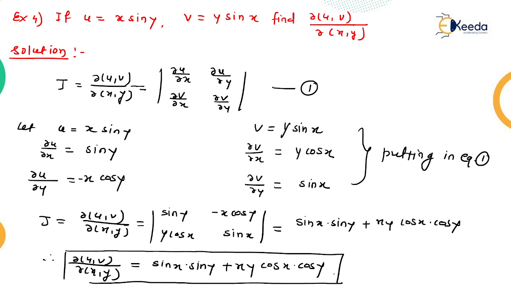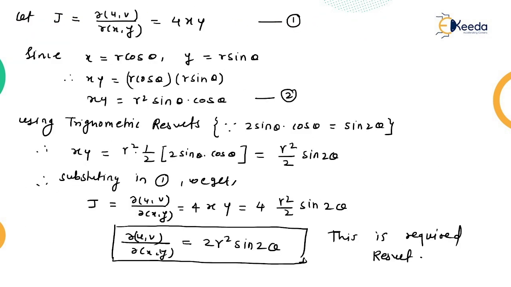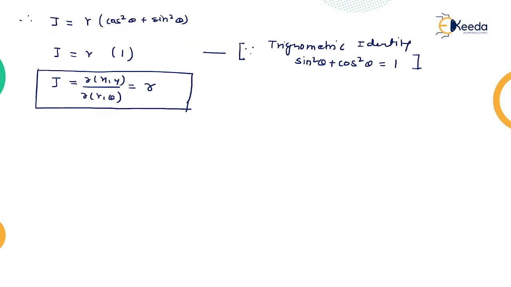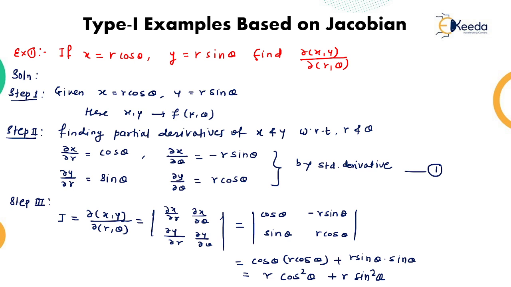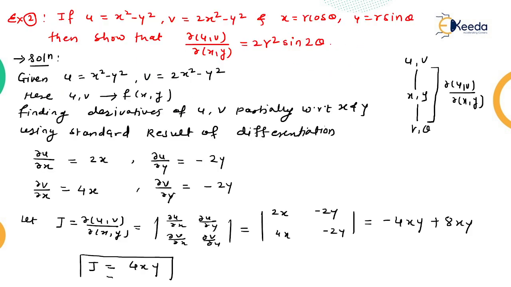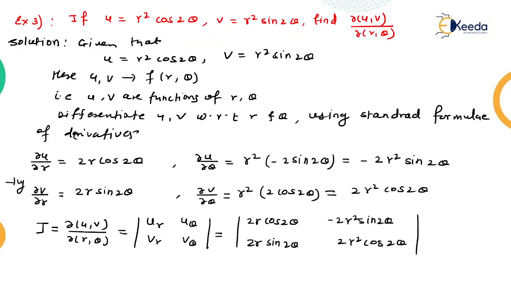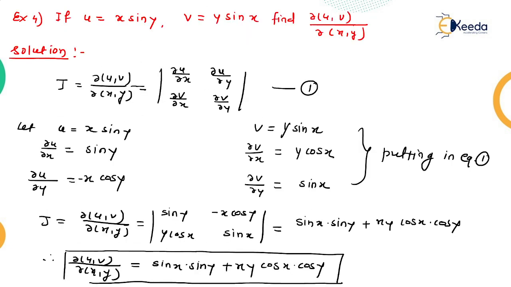Now in this session we covered type number first, that is examples of Jacobian. These are the 4 examples. Let's see once again. In the first example, x and y are given, and you find the Jacobian with respect to r and theta. In the second example it is the same thing. In the third and fourth examples, by using the formula you just find the Jacobian. So this is all about type number first. I hope you enjoyed this session and understood very well how to solve the Jacobian. Now it is sufficient for today. Thank you.